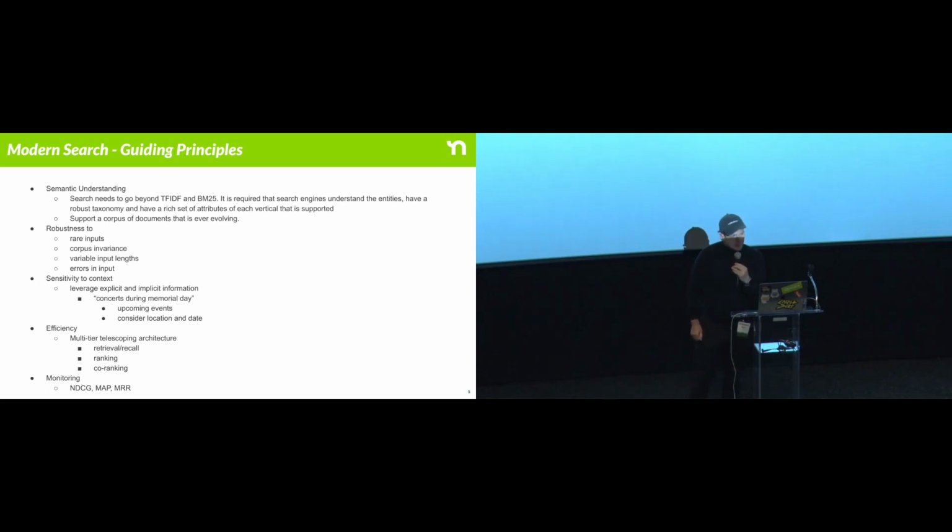And lastly, monitoring and observability. I want to underline how important it is to have very robust tracking and alerting, and for search we use NDCG, MAP, and MRR.